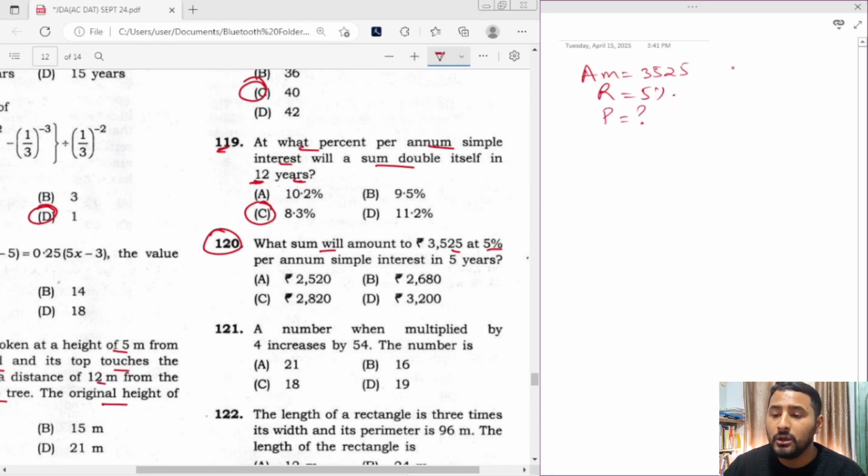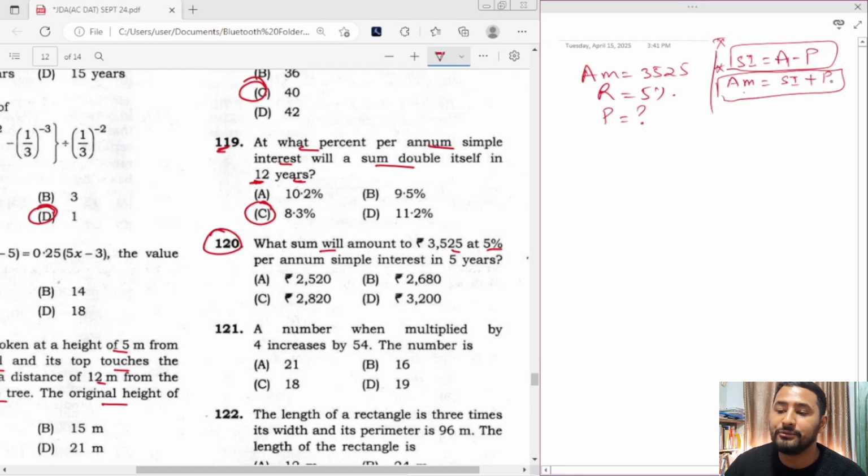Okay, so how can we do this? Just now I've told you simple interest is amount minus principal. So we can write this as amount is equal to, bringing to the other side, simple interest plus principal, right? You can remember this formula, a very important formula. If you need to find the amount, you should do simple interest plus principal. If you need to find the simple interest, you should do amount minus principal. Okay, so let us use this formula.